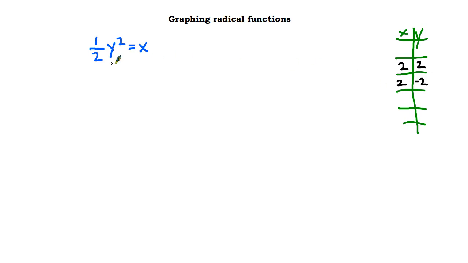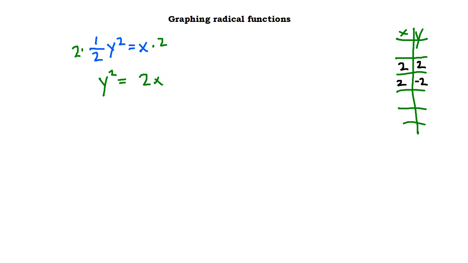The other thing is that if I go to graph this function, we'll see in a second, it does not pass the vertical line test, but let's watch and see. In order to graph this function, it'd be way easier if I were to solve for y. So let's try that. I'm going to first multiply both sides times 2 to get rid of the 1/2, and that gets me y squared equals 2x.